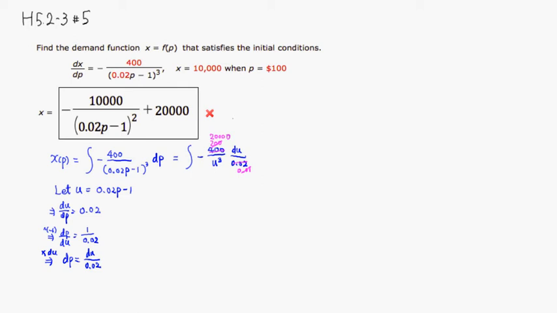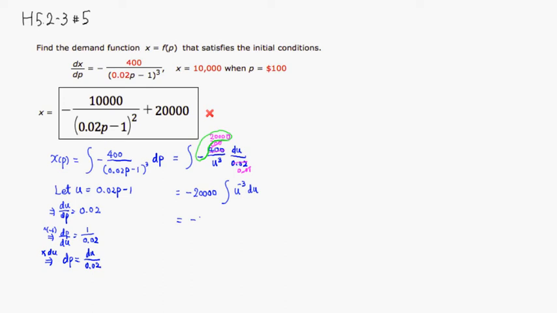So we have that. I'm going to pull the constant outside. Here there's a negative 20,000, so I'll put it outside. Then we want to integrate. I don't like a fraction, so I'm going to write it as u to the negative 3 power, and du. This is going to be a power rule.